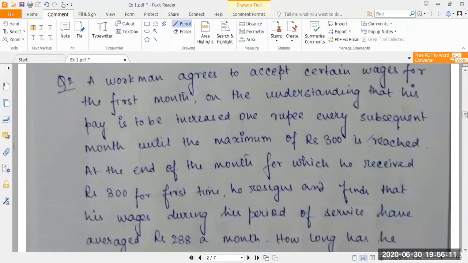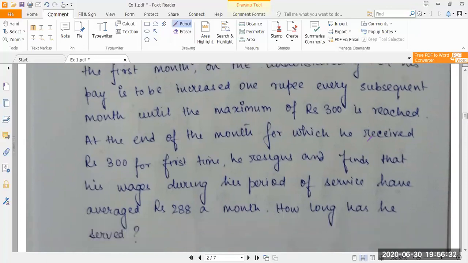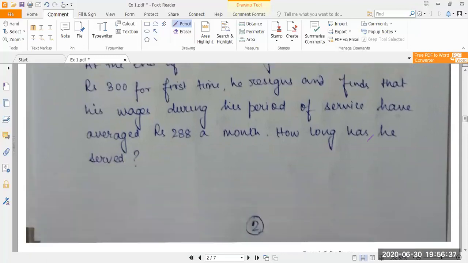A workman agrees to accept certain wages for the first month on the understanding that his pay is to be increased 1 rupee every subsequent month until the maximum of rupees 300 is reached. At the end of the month for which he received rupees 300 for the first time, he resigns and finds that his wages during his period of service have averaged rupees 288 a month. How long has he served?